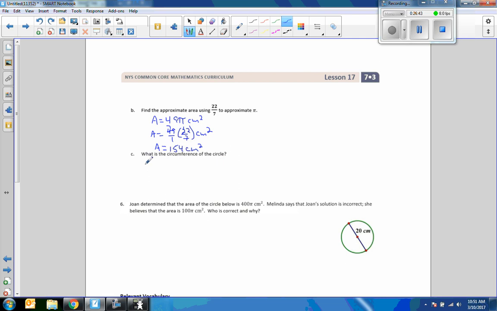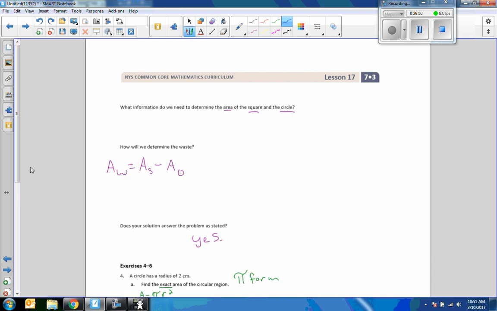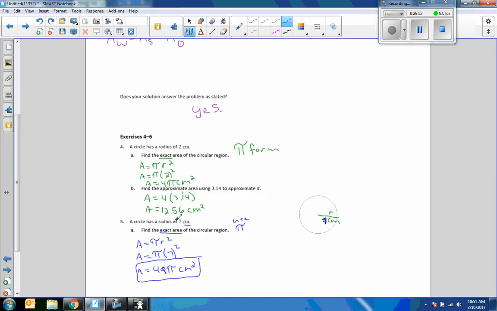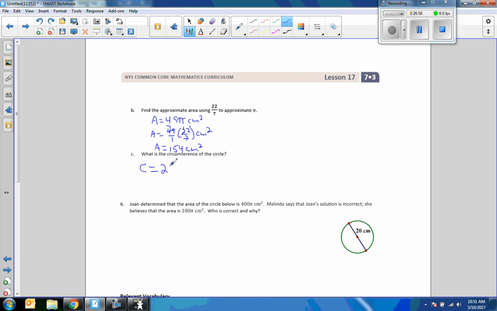Okay, circumference equals, now what do we know here? Do we know radius or do we know diameter? So go back again. We were told the radius was 7 centimeters, so we have circumference equals 2 pi r, and r equals 7 centimeters. So it's circumference equals 2 times pi times 7, which is circumference equals 14 pi centimeters.